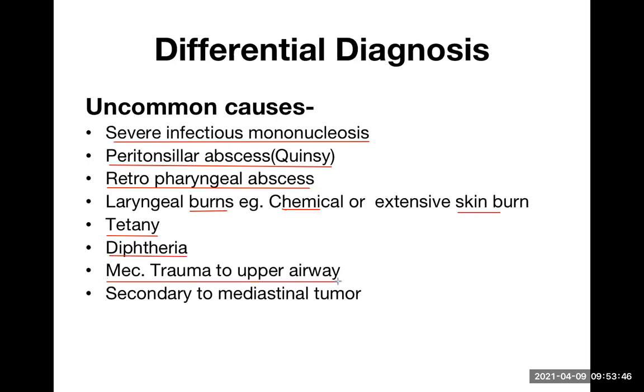Mechanical trauma to the upper airway. This is a trauma case. And secondary to mediastinal tumor, like lymphoma. Lymphoma can even compress the airway and can result in stridor. So in comparison to those top four, these are uncommon, but we may come across these cases as well.